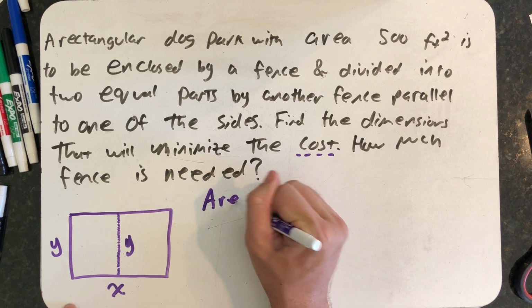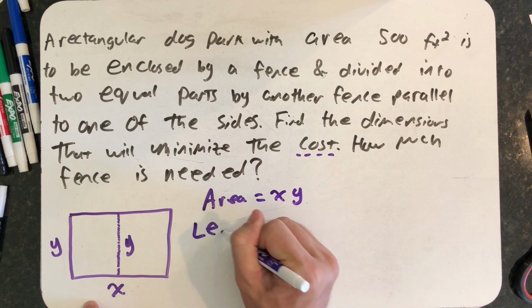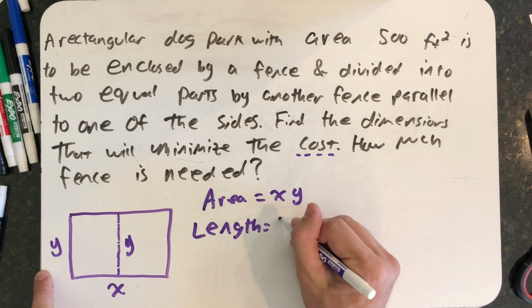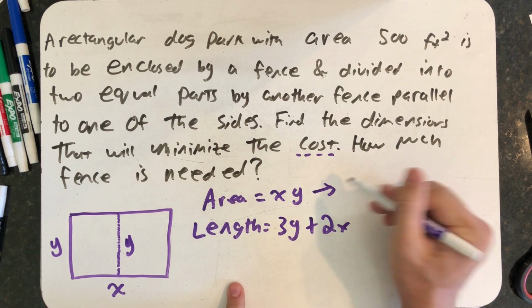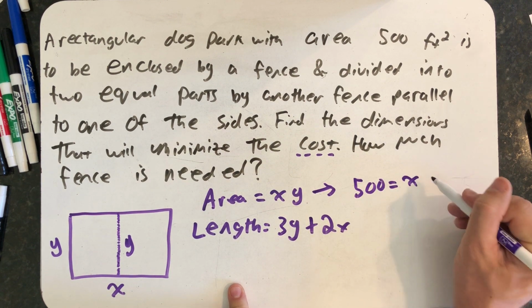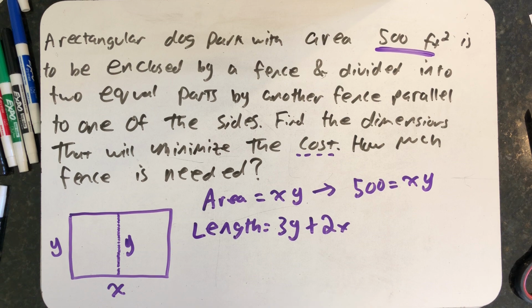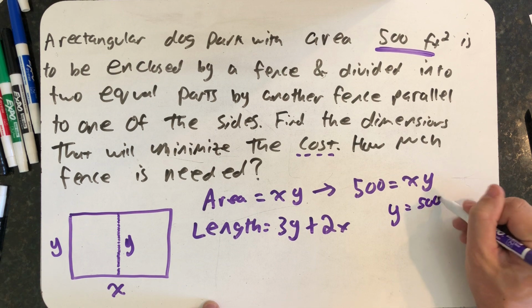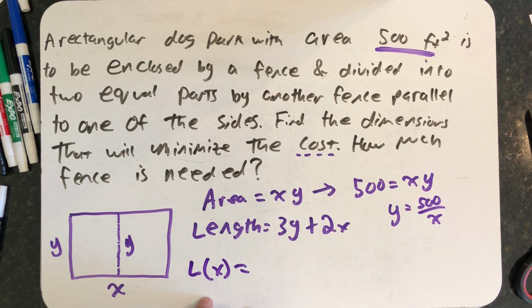Well, I can write down a formula for the area. That would be length times width, x times y, and I can also write down a formula for the length of fence. I have 1, 2, 3 y's. I have 2 x's. The additional piece of information is the area, x times y, has to be 500 square feet, given. This is what's going to allow me to get this down to one variable. y is equal to 500 over x. And so now the length of fence will just be a function of the variable x, because I can replace y with 500 over x.